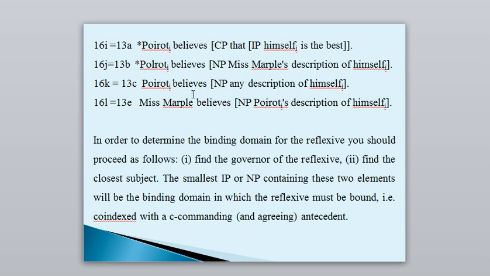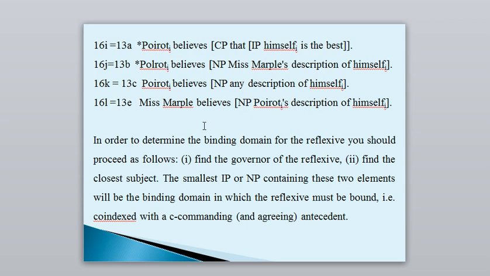The other one, "Poirot believes any description of himself." Himself can come back to Poirot in the first place of the sentence, and this is okay, there is no problem, and this is a correct sentence. And the last one, "Miss Marple believes Poirot's description of himself." You see here, himself can come back to Poirot, and this is the antecedent of himself, and there is a locality condition, there is no problem, and this is the correct sentence. You see here, this is the explanation of the reflexive pronouns.